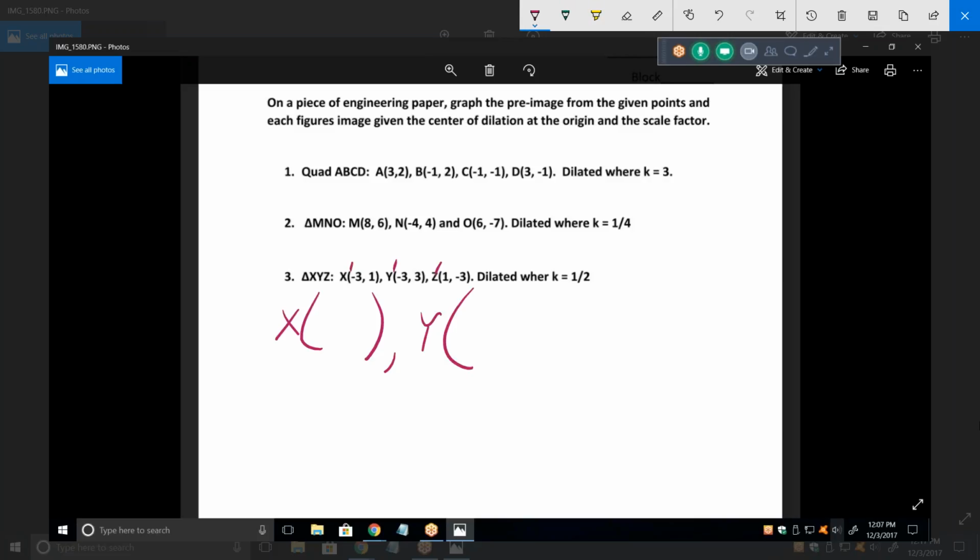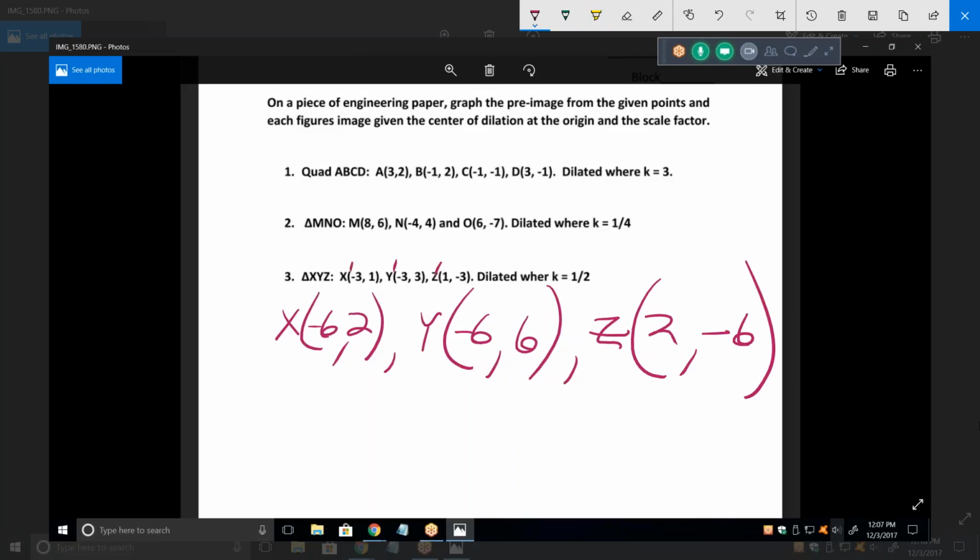-6, 2, y, -9 or -6, 6, 2, -6. Okay, that's all there is to going backwards.